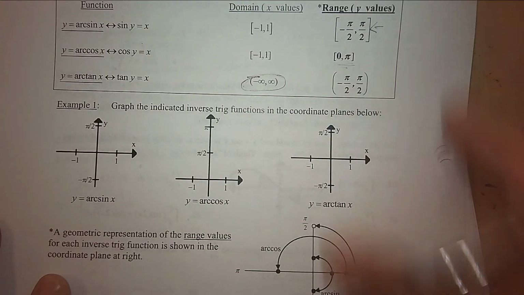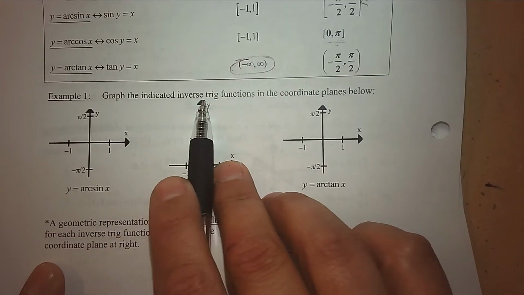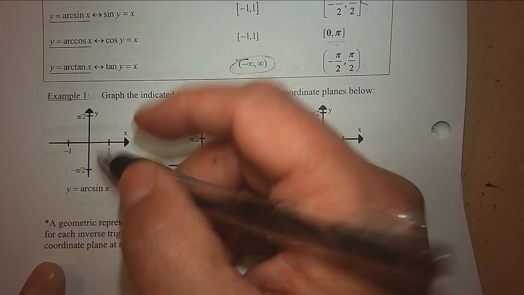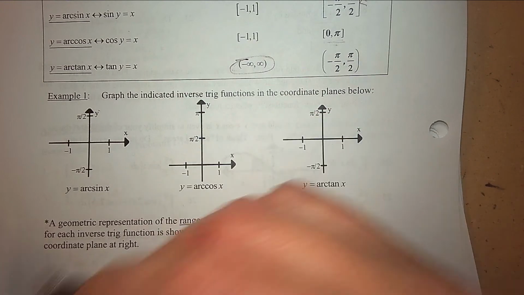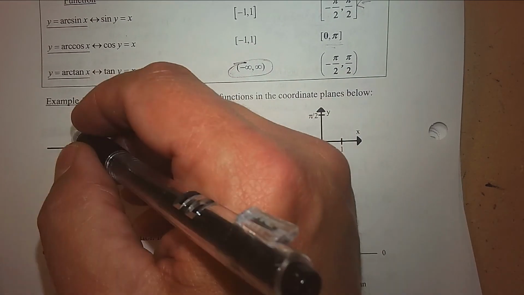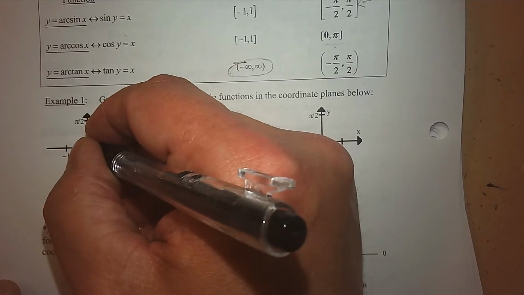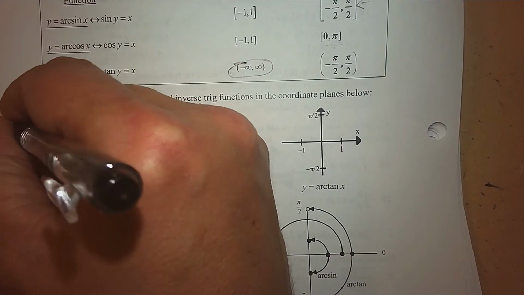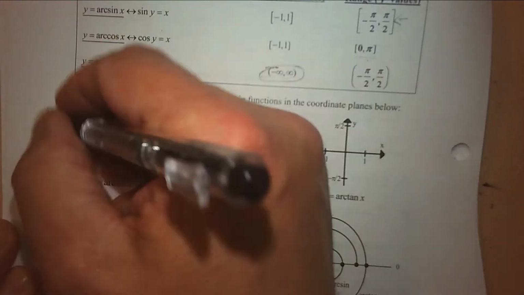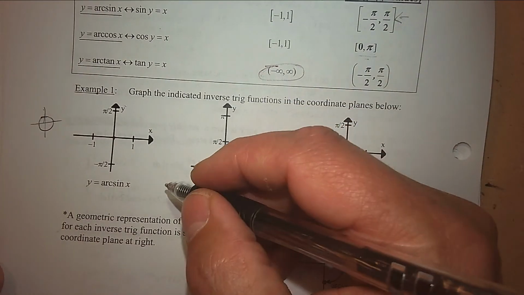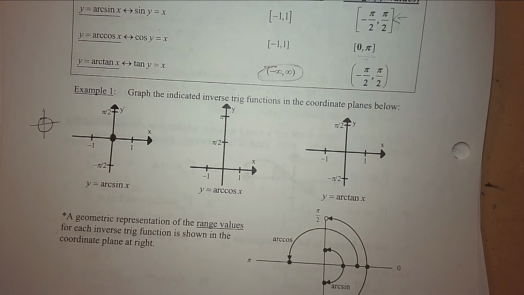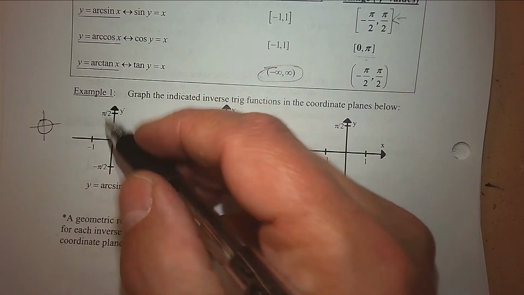So example number 1 says, graph the indicated inverse trig functions in the coordinate planes below. So if I was going to graph this, notice that x and y have been inversed. So that means at 0, right here, that's actually the point. So when I think of the unit circle, and I say, okay, there's my unit circle, at 0, what's the value for tangent? 0, right there. And if I flip it around, which means if I give you the answer, which is 0, what angle is that? 0.